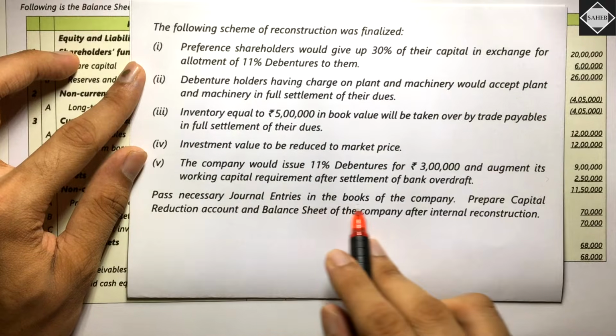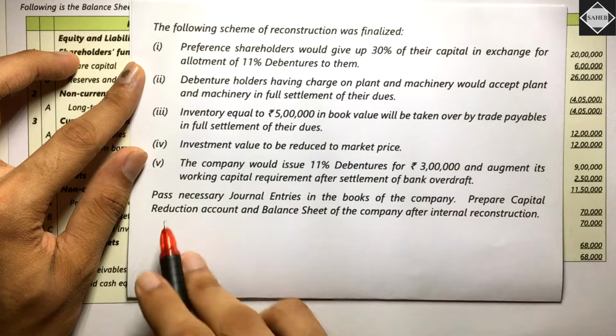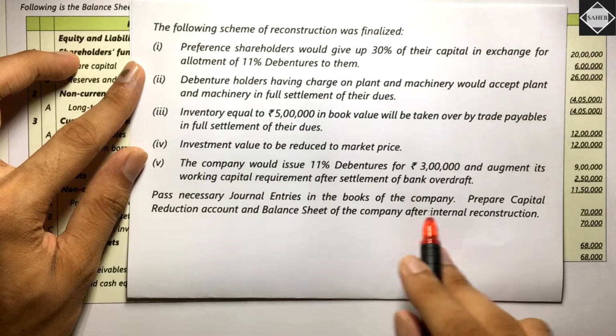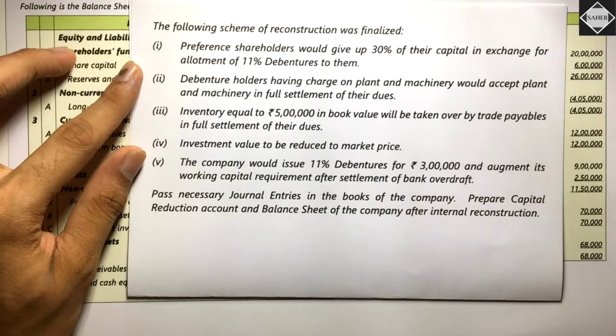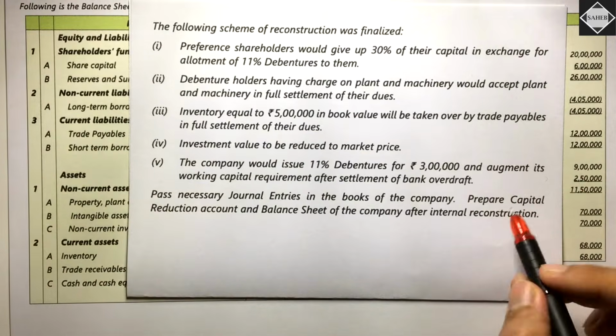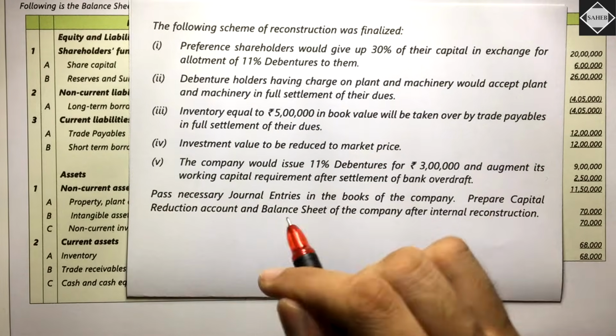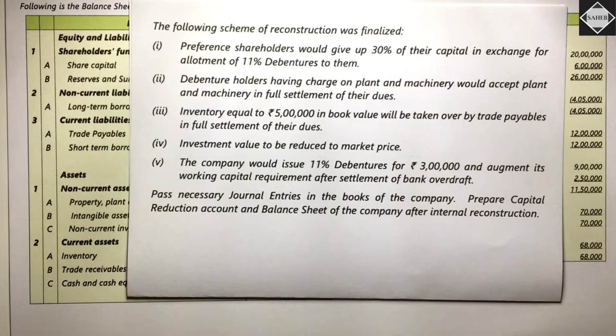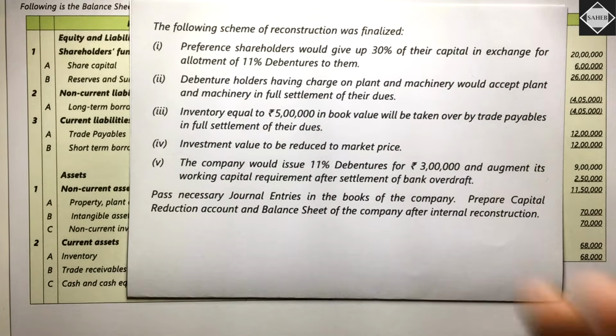Pass necessary journal entries in the books of the company, prepare the capital reduction account and balance sheet of the company after internal reconstruction. So there is a requirement to prepare the capital reduction account. That we will also do, that's very simple, it's not difficult. And we have to pass the journal entries and the balance sheet after the internal reconstruction. So let's do that. Let's first go to the journal entries.